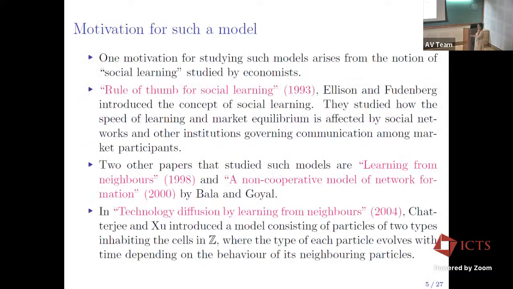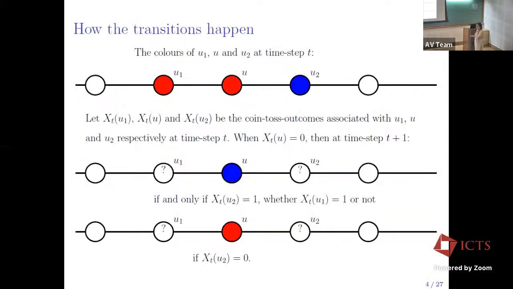So just to clarify, if you are surrounded by two red vertices, then you stay red. Correct. There is no way it can change to blue. Then the next time step will be reflected, which is why I kept these as question marks, because we are not focusing on what happens there. I am just trying to demonstrate the update rule for you. But you are right. It could be that this has changed to red at time step t plus 1. That change may or may not affect you, but that will happen at time step t plus 2.